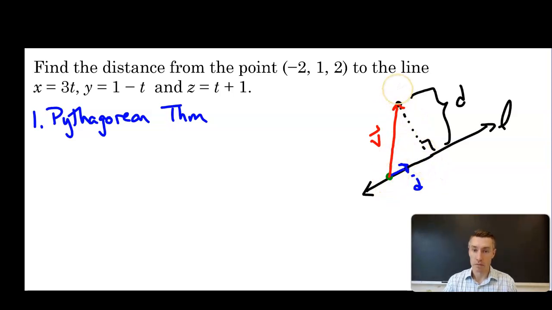So we'd have the length of the hypotenuse, we'd have the length of one leg, and then the Pythagorean theorem would allow us to solve for the other leg, which in this case is the distance. So that is our first option. It works perfectly well. I think there's a lot of work that goes into that computation, but it would get the correct answer. Now, the second approach here is with area of a parallelogram.